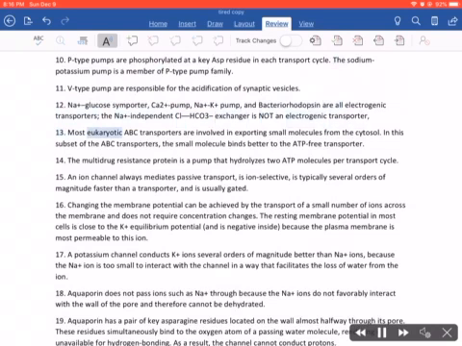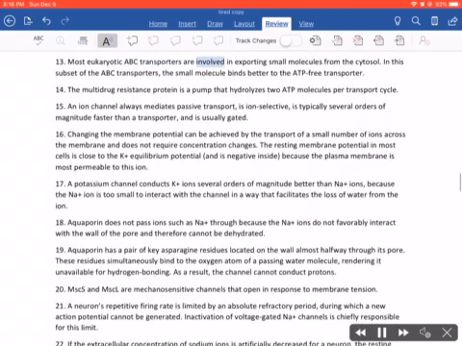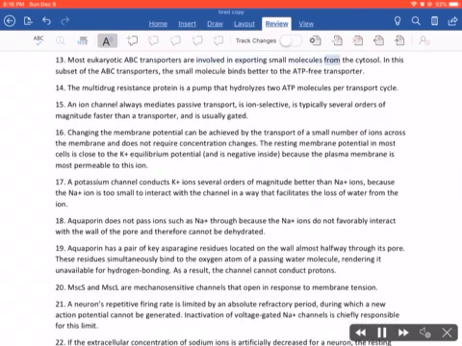13. Most eukaryotic ABC transporters are involved in exporting small molecules from the cytosol. In this subset of the ABC transporters, the small molecule binds better to the ATP-free transporter. 14. The multi-drug resistance protein is a pump that hydrolyzes 2 ATP molecules per transport cycle.